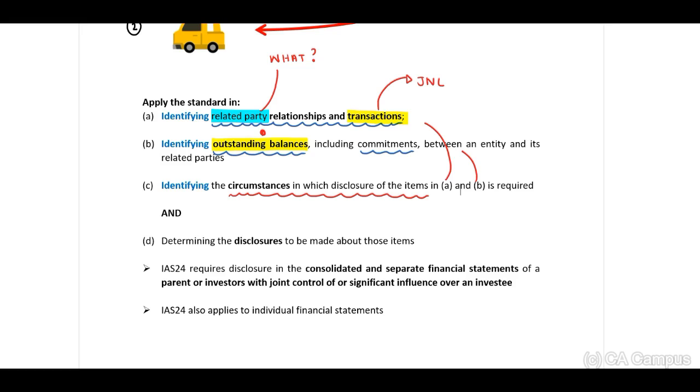And then, very important, IAS 24 requires disclosure in the consolidated and separate financial statements of a parent or investors with joint control of or significant influence over an investee. Okay, guys, therefore important that you know that you will have to disclose this in the consolidated as well as separate financial statements. And IAS 24 also applies to individual financial statements.